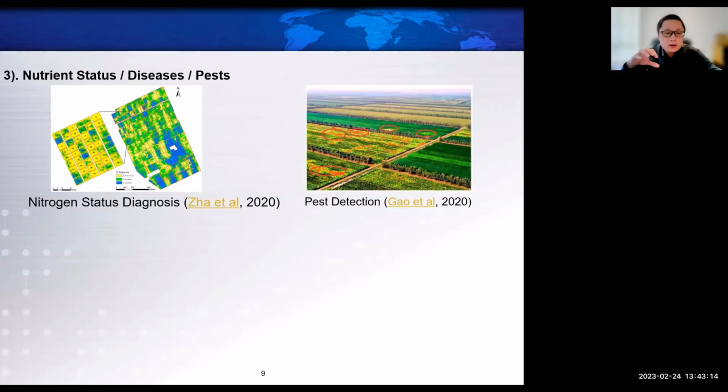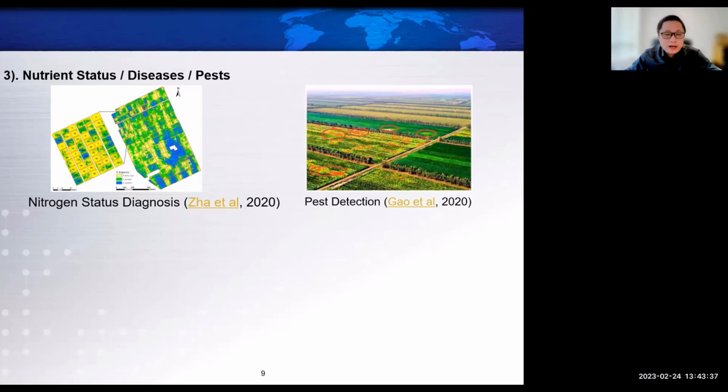With such a pattern, such an image, the researchers or the farmers can quickly get ideas which areas may need more nitrogen, which areas may need less nitrogen, and then they can take actions accordingly, not necessarily applying nitrogen to the entire farm. So that's also the meaning of precision farming.